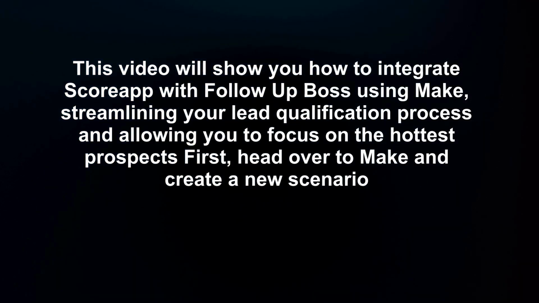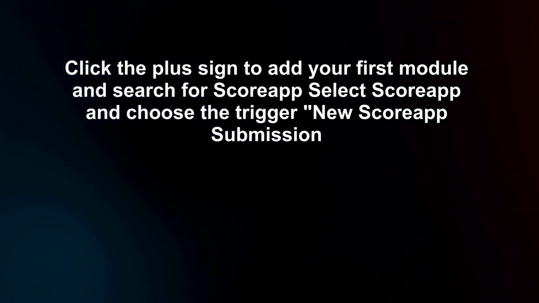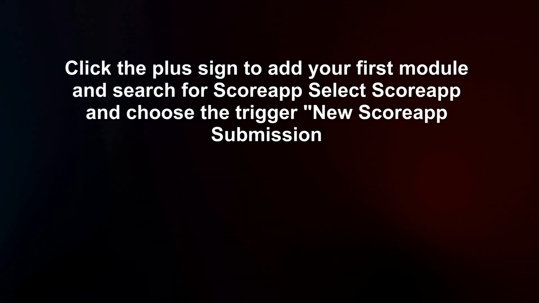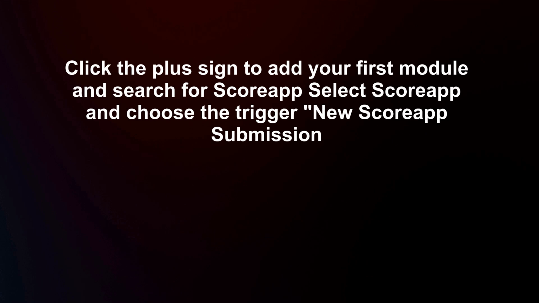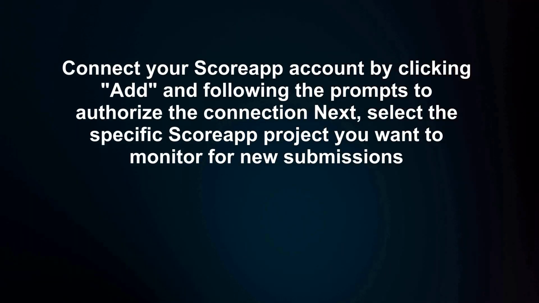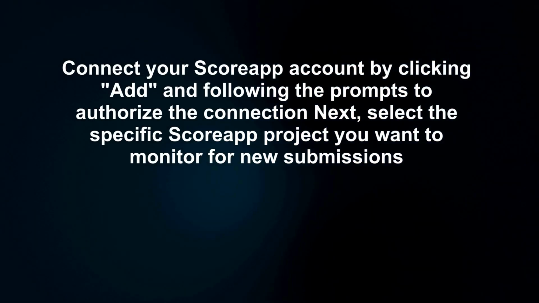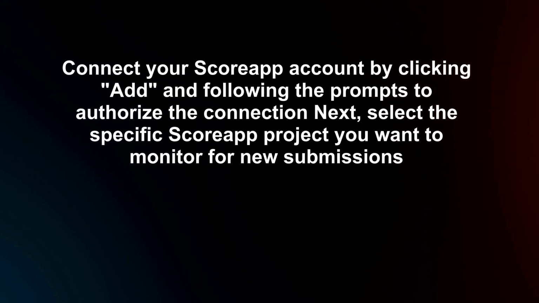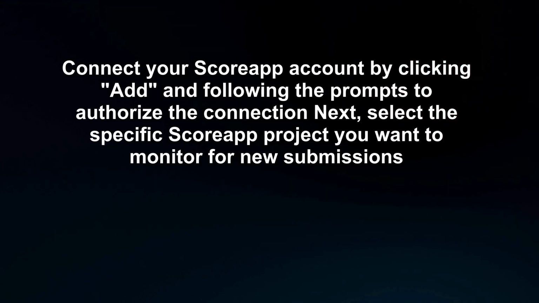Head over to Make and create a new scenario. Click the plus sign to add your first module and search for Scoreapp. Select Scoreapp and choose the Trigger New Scoreapp Submission. Connect your Scoreapp account by clicking Add and following the prompts to authorize the connection. Next, select the specific Scoreapp project you want to monitor for new submissions.